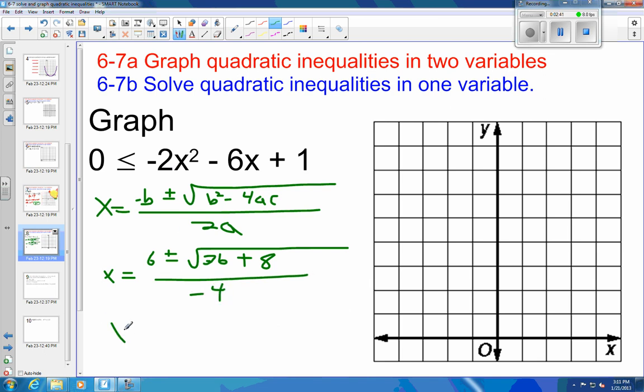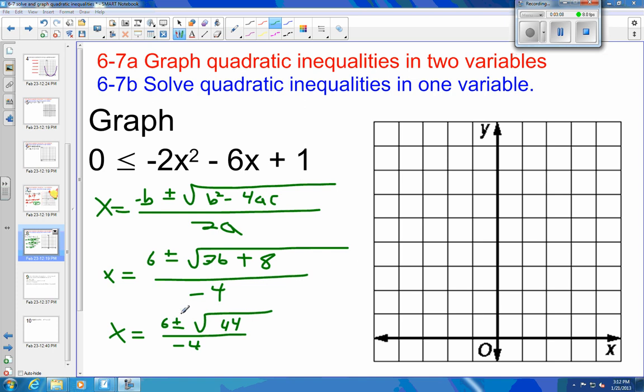Okay, so then one more time we'll go here. So that's 6 plus or minus 36 plus 8 is going to be 44, the square root of 44, so this is really ugly, all over negative 4. Okay, and since we're trying to find a graph of this, we need a decimal approximation.